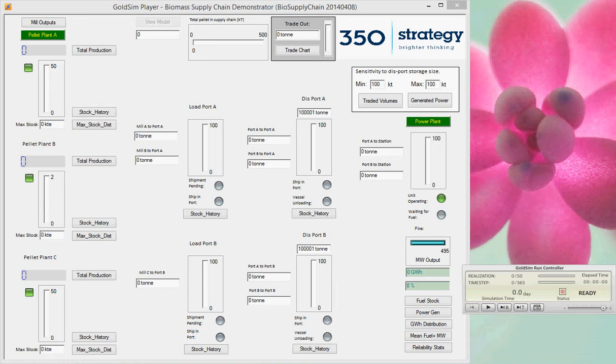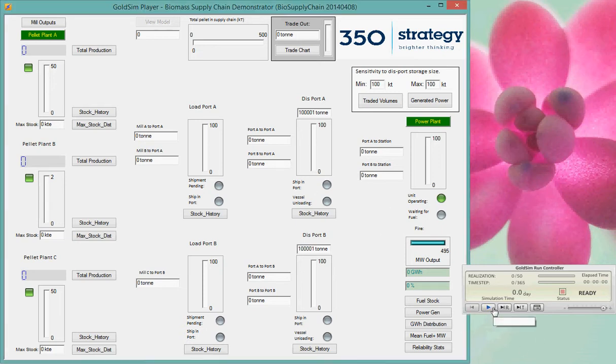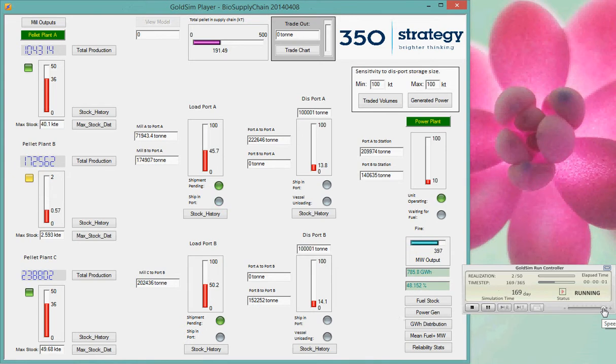I'm going to take you through a whistle-stop tour of this biomass supply chain Monte-Carlo simulation. I'm just going to run it straight from the word go very quickly. You'll see all sorts of things happening there. I'm just going to quickly slow it down.